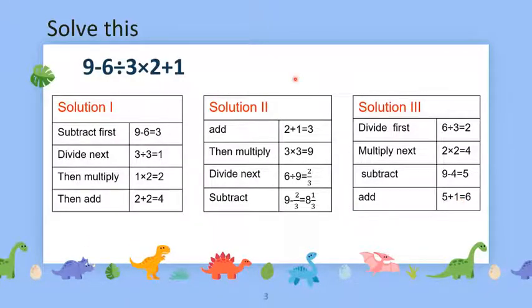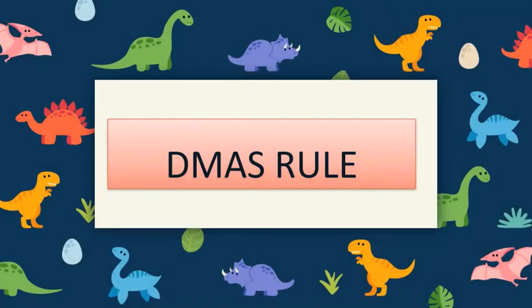So for this type of questions, when we are having more than one operation in one question, we are going to use a very interesting rule which is called the DMAS rule. So the DMAS rule tells us that if in a question there are more than one operations, how we are going to solve this question.